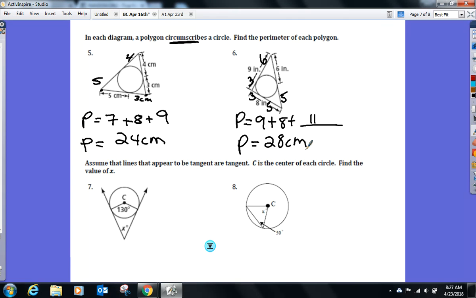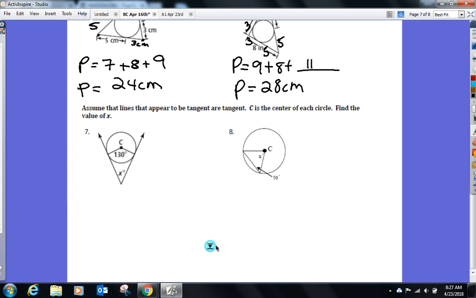All right, let's try to review some theorems right now with 7 and 8. Try to find angle x. And 130 is referring to the central angle C. All right, 130 is referring to that central angle. How can I find angle x?